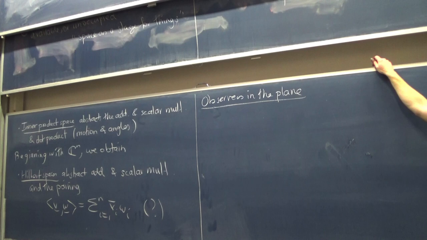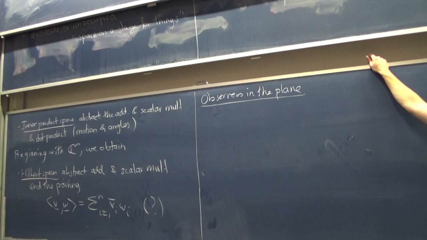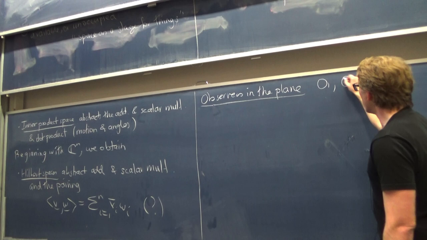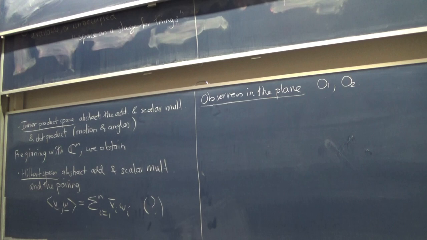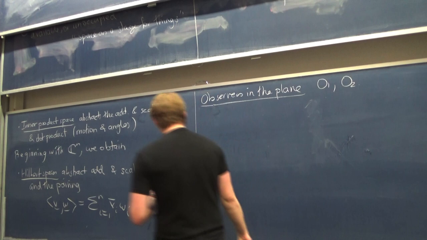We're going to consider two observers. I could do R3 or R4, but let's stick with the plane. So we're going to consider two observers in the plane. We'll call them O1 and O2. We could consider them to be situated at two distinct points with two distinct orientations, but for simplicity, let's have them sitting at the same point, possibly with a different orientation.